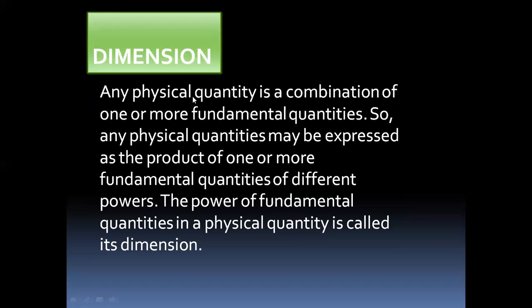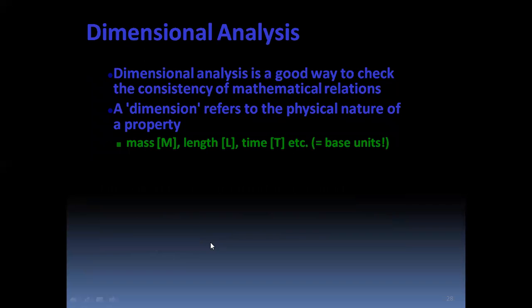Dimension. Any physical quantity is a combination of one or more fundamental quantities. So any physical quantity may be expressed as the product of one or more fundamental quantities raised to different powers. The powers of the fundamental quantities in a physical quantity are called its dimensions.